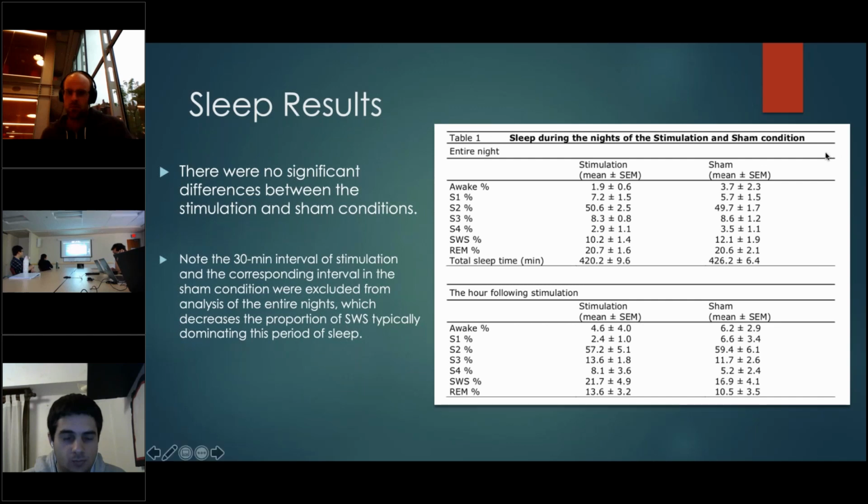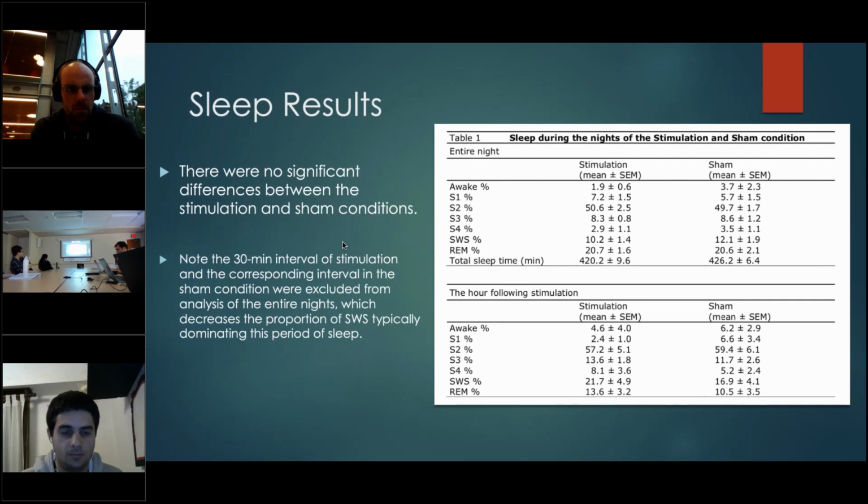There were no significant differences between the stimulation and the sham conditions in the total amount of time spent in the different stages. So basically the power and the amplitude of their sleep was enhanced, but it's not like they got more sleep necessarily. And then they said that the 30-minute interval of stimulation and the corresponding interval were excluded from analysis of the entire night, so you get a lower proportion of slow wave sleep that would typically be in that period. That's why the slow wave sleep percentage is a little lower.